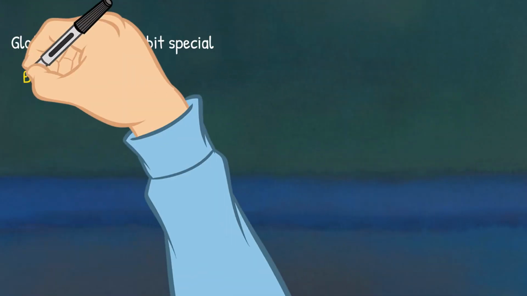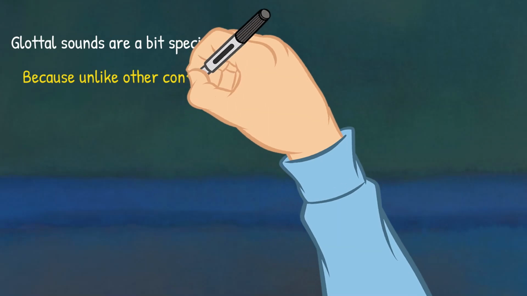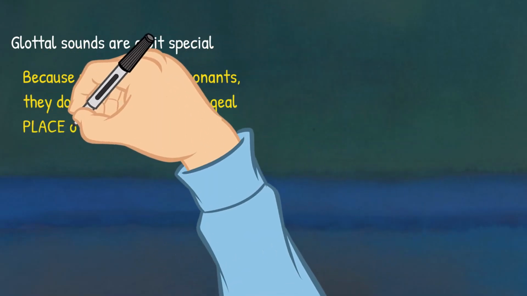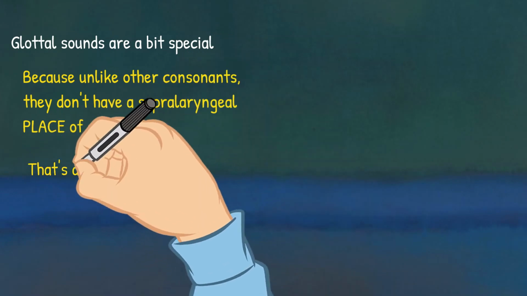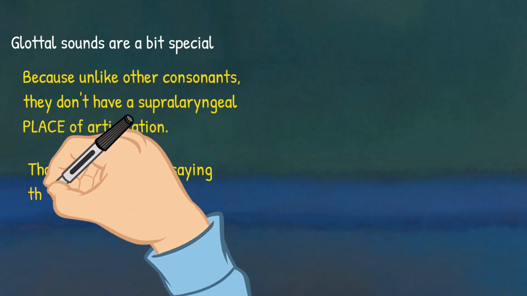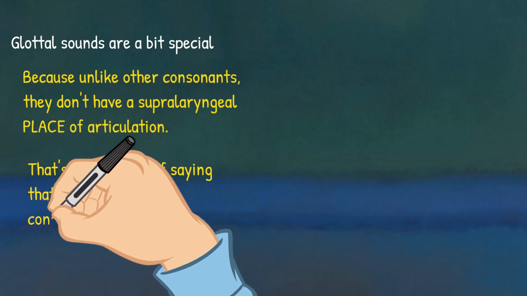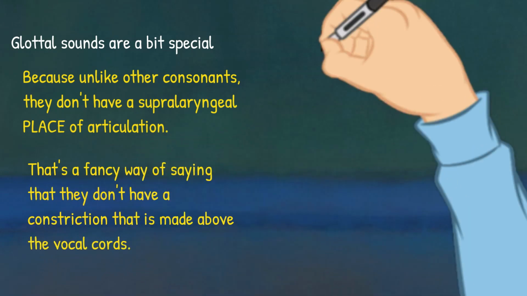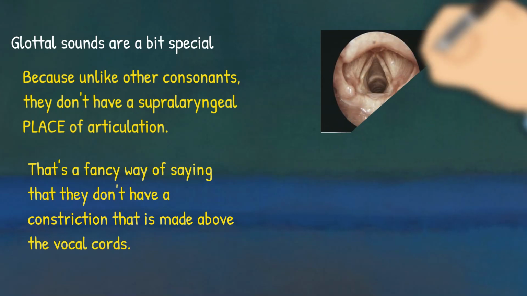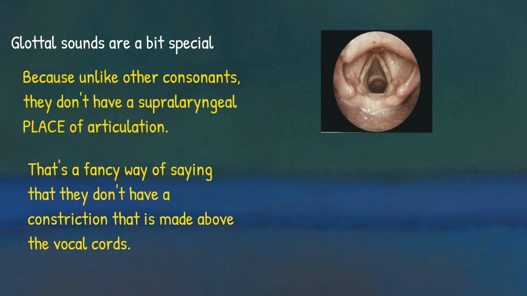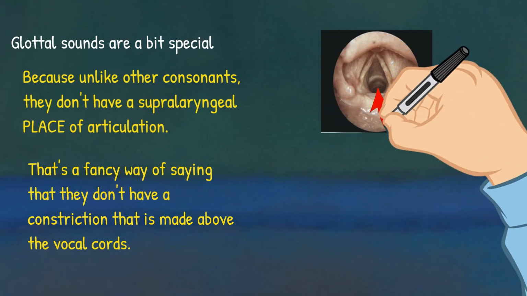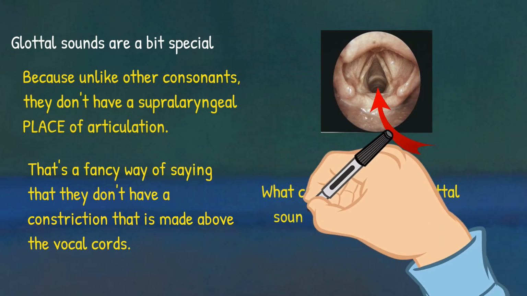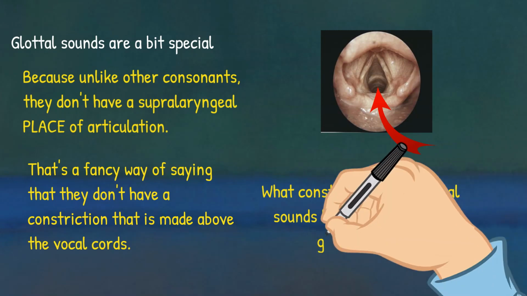But it's worth noting that glottal sounds are different from other consonants in that they don't involve what we can call a supralaryngeal place of articulation. That is to say, they don't involve a constriction above the vocal cords. The energy that's generated, or the stopping of air that's generated in glottal sounds, is generated right there at the glottis.